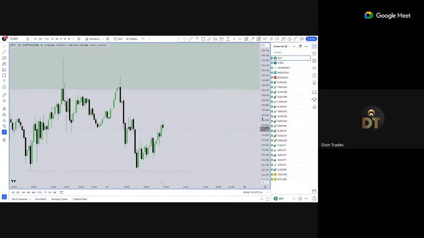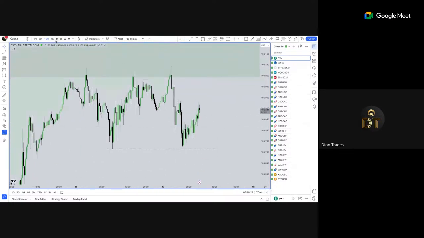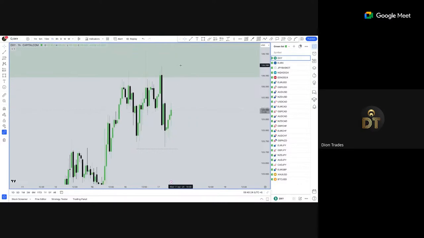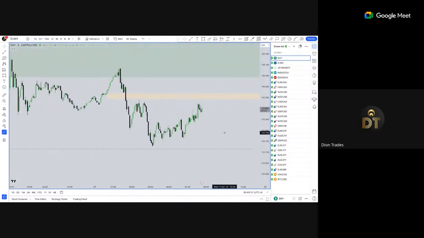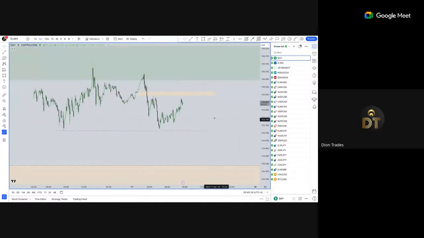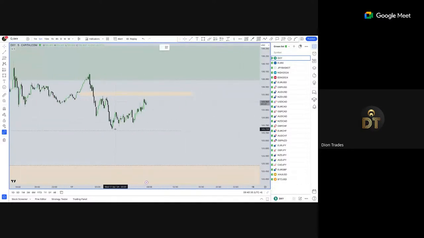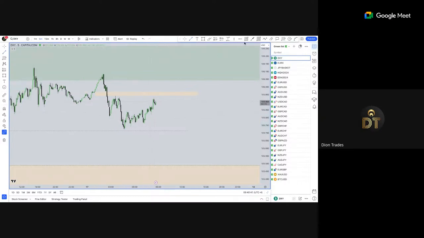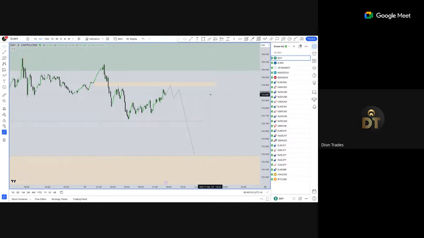Let's see what DXY is doing. If DXY wants to go lower, it wants to do it from this 5 minute fair value gap. So what you could see for the New York session, because this is not very nice price action, is that my guess is we will see a move to the 1 hour fair value gap, then your 2022 mentorship level here, and eventually to the daily FVG. That's where my money is.